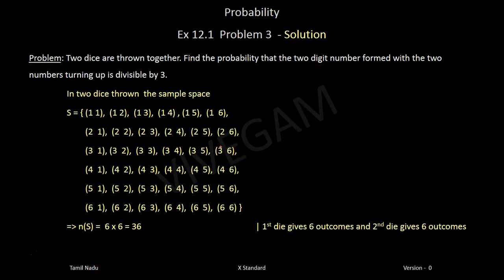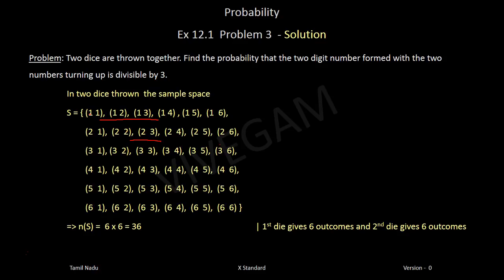When the two dice are thrown, we'll take the same approach. The first die can give you 1. Let's keep that event: the first die is throwing 1. The second die can give you 1, 2, 3, 4, 5, 6. So these are all the possible outcomes when the first die throws 1. Similarly, when the first die throws 2, the second die can give you 1, 2, 3, 4, 5, 6. So these are all the ways the outcome can happen.